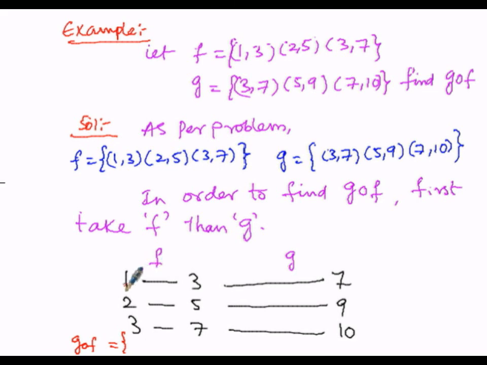So it is from 1 to 7, that is from A to C. So the elements will be 1 comma 7. First we take f then g. Taking 1, we have 1 to 3 and 3 to 7, therefore the ordered pair will be 1 to 7. As per the condition of the composite function, 2 comma 9 will be the next ordered pair, then 3 comma 10 will be the last ordered pair. In this manner we got g circle f, or g composite f, is equal to (1,7) as the first ordered pair, and (2,9) and (3,10) as the next two ordered pairs.